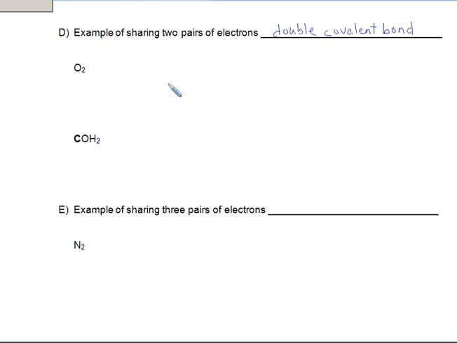To show how this works, let's first look at the diatomic element oxygen. Oxygen has 6 valence electrons. So if we have 2 oxygen molecules, I'm going to use X's for the second oxygen, just so it's a little easier to track what's going on with the electrons. Each one of these has 6 electrons. They need to combine in such a way that each is now going to have a full octet.